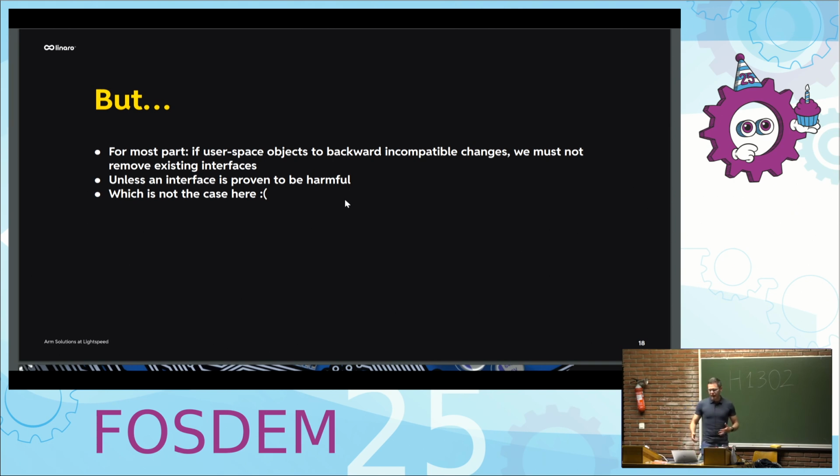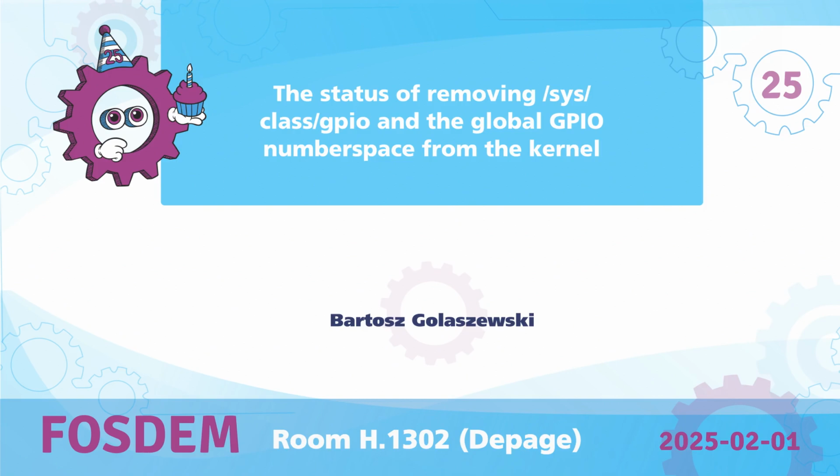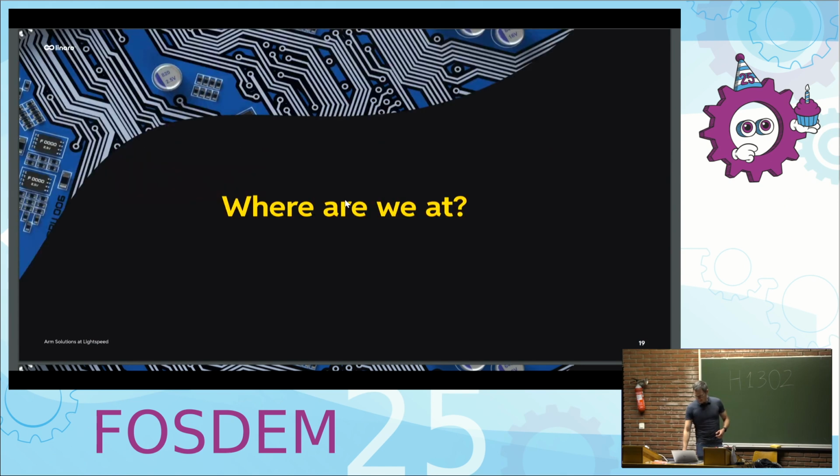But the truth is that if user space objects to any such backward incompatible changes, then we must not remove them, unless the interface is harmful or buggy, but this is not the case here.